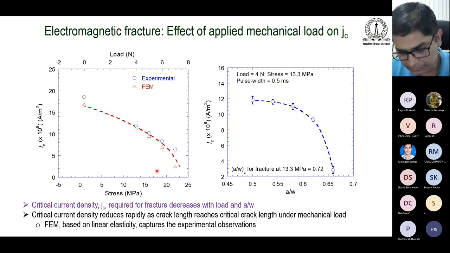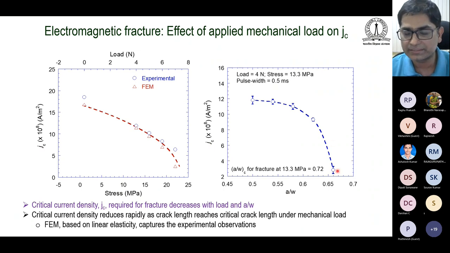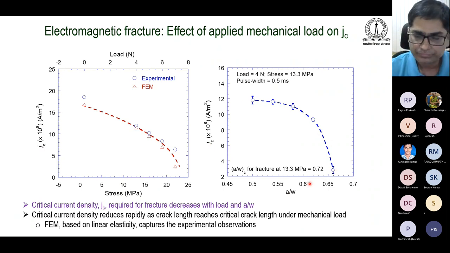And again, please remember that in all this analysis that we have done, we have assumed linear elasticity. So the match is really nice. And this is an effect of the crack length, as again JC, and we see that there is a very dramatic effect of the crack length also when we are applying the mechanical stress. And so this is nice.